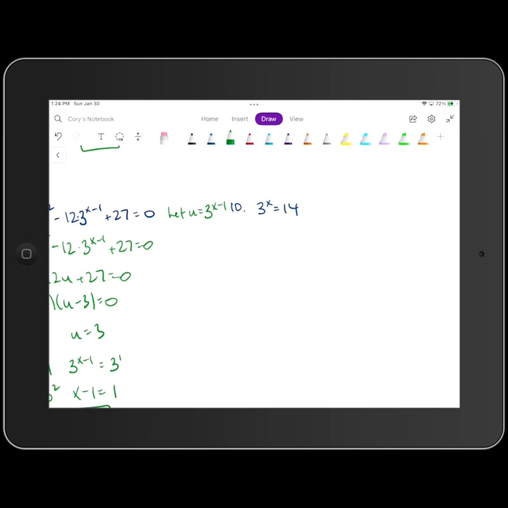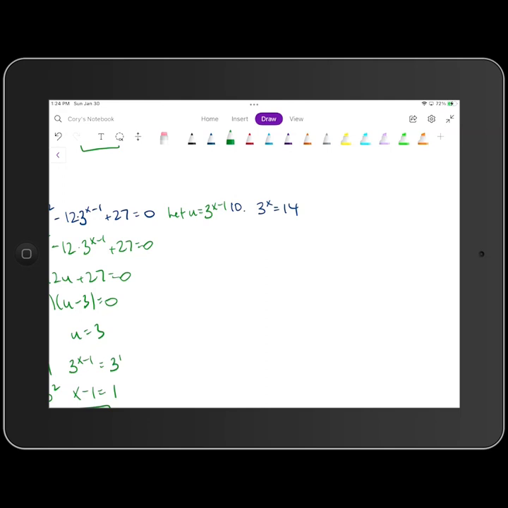Do I know the approximate value of x? I would say yes. x is going to be somewhere between the integer values of 2 and 3 because 3 squared is 9, 3 cubed is 27, and 14 is somewhere between 9 and 27. But we don't know exactly what x is going to be equal to.